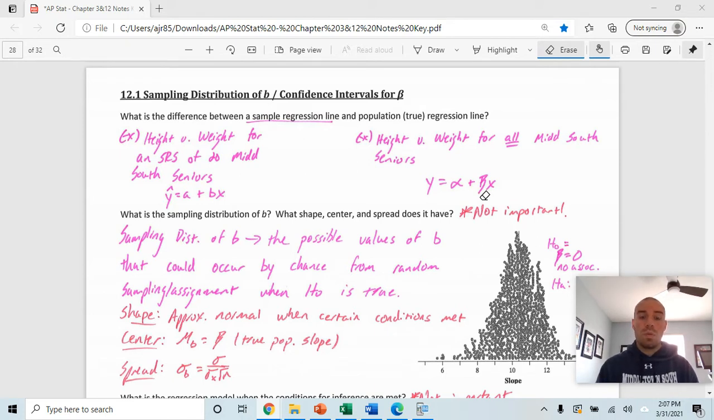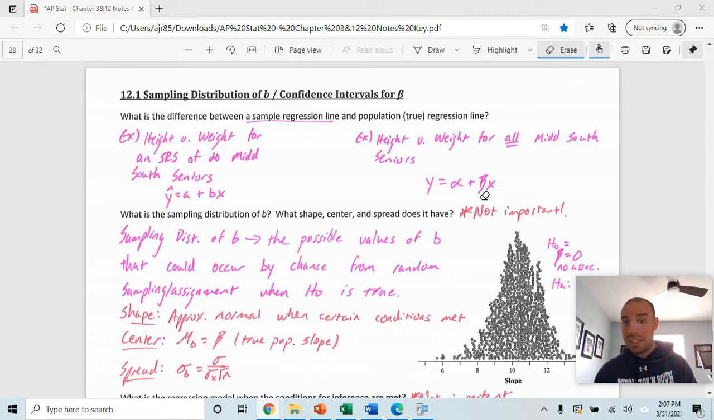So when we're talking about regression, remember, we are creating a regression model based off of our sample data to try and estimate or make predictions. So what is the difference between a sample regression line and the true population regression line? So think about if we wanted to compare height and weight, and we took a simple random sample of 20 Middletown South seniors, and we created a regression line based on those 20 seniors. That would be a sample regression line.